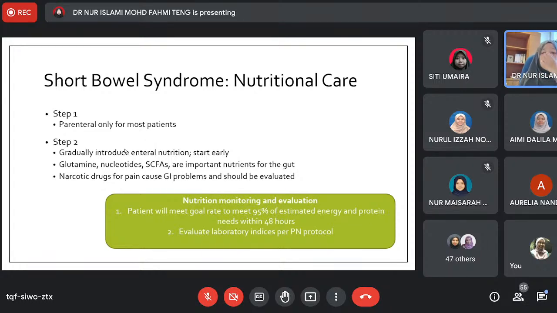So for the nutrition monitoring and evaluation, patient will meet goal rate to meet 95% of estimated energy and protein needs within 48 hours. That is our target, and we should evaluate laboratory index per parenteral nutrition protocol. So nutritional care for SBS ni macam kita manage those with enteral parenteral nutrition lah.